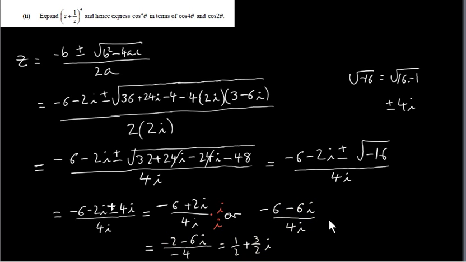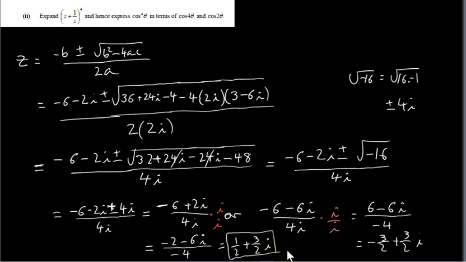Now we do the same to this here. We multiply above and below by i. So this will become i times minus 6i is minus 6i squared, which is plus 6. And i times minus 6 is minus 6i. Underneath we get i times 4i is 4i squared, which is minus 4. So we have 6 over minus 4, which is minus 3 over 2. Minus 6 over minus 4 is plus 3 over 2. So here are the two solutions of the quadratic equation.